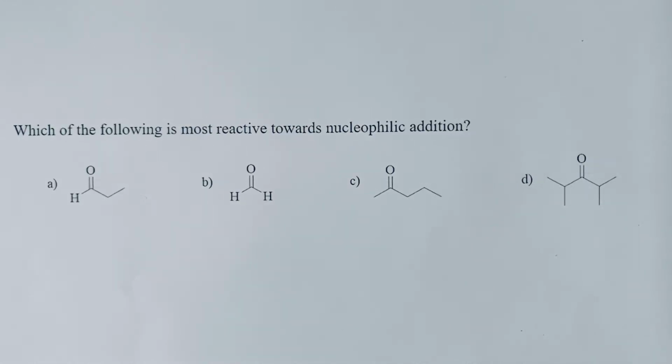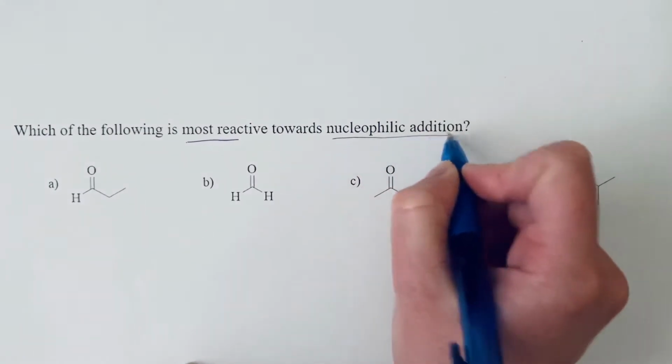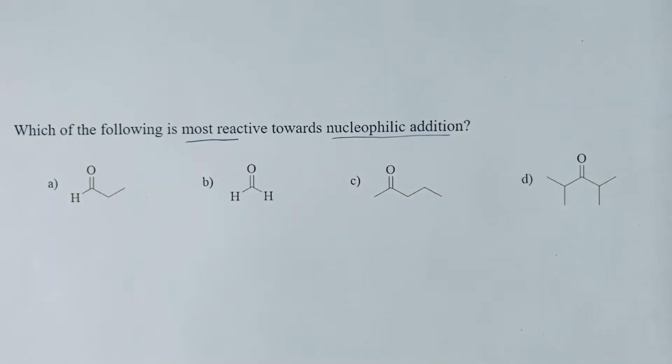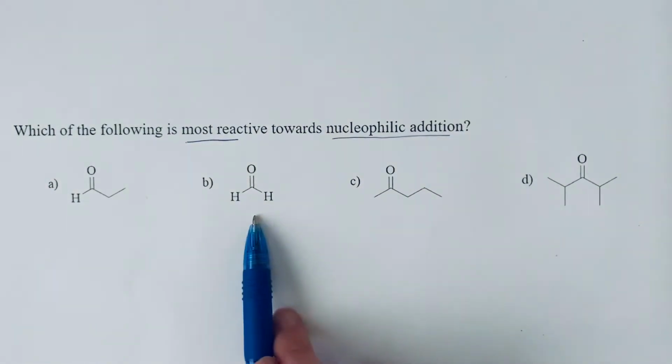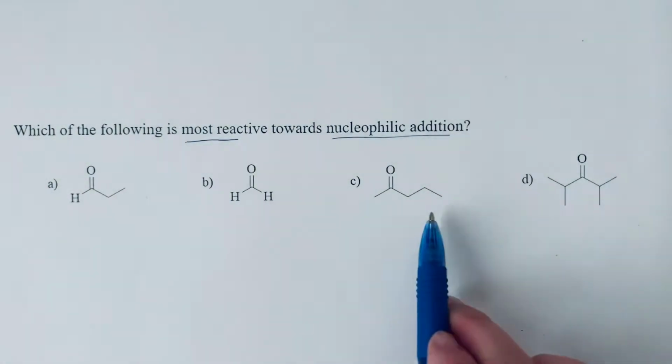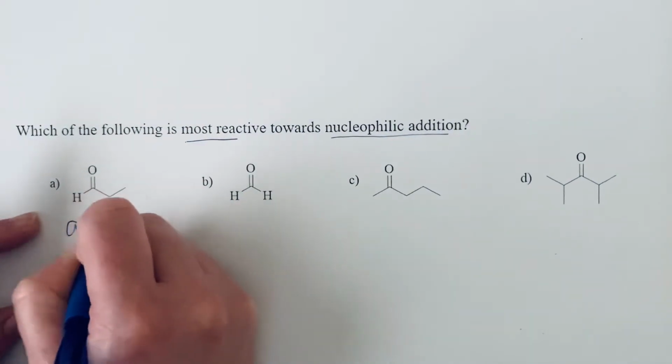Okay, so which of the following is most reactive towards nucleophilic addition? So if we look at these molecules, we see we have an aldehyde, we have formaldehyde, we have a ketone, and we have another ketone. So let's go ahead and label these. So we have an aldehyde.